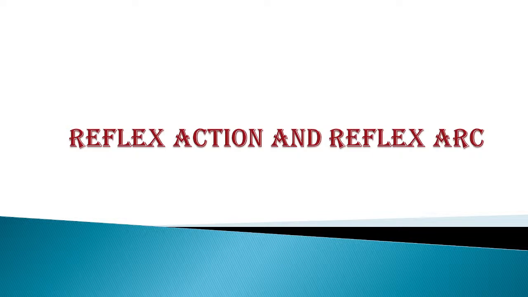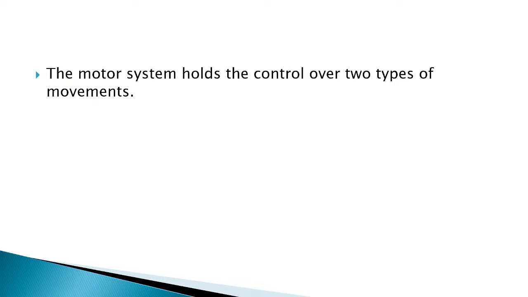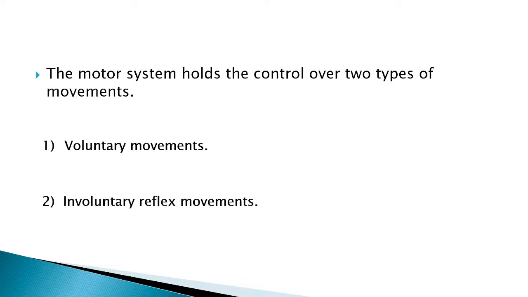Automatic, involuntary, stereotype response to a stimulus is reflex action. So the motor system holds the control over two types of movements: voluntary skilled movement, and second, involuntary reflex movement.